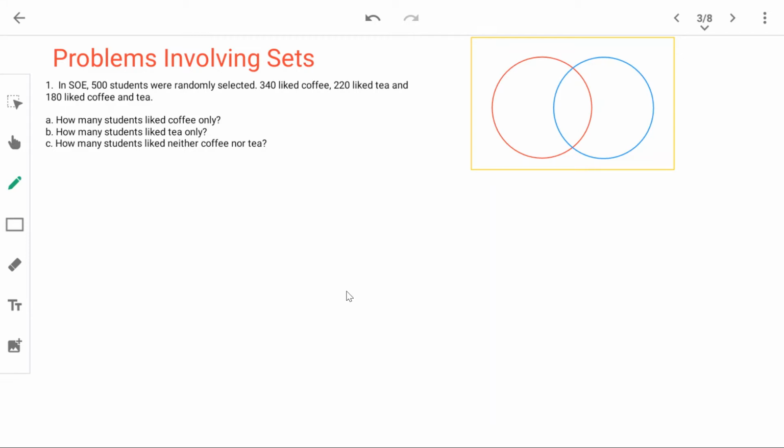Okay, so here we are again. Let's discuss this problem in our topic, problems involving sets. So, example number one.